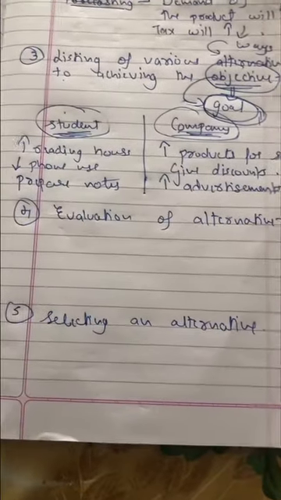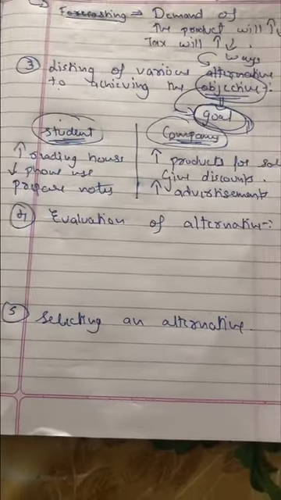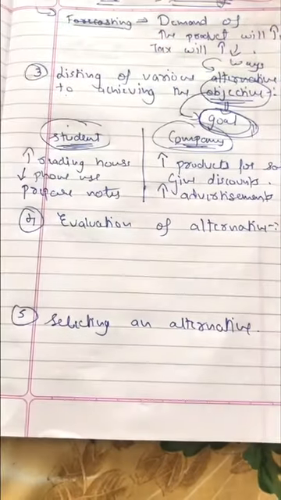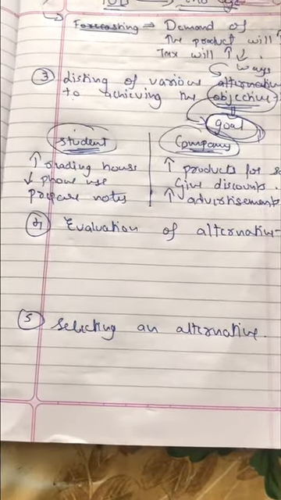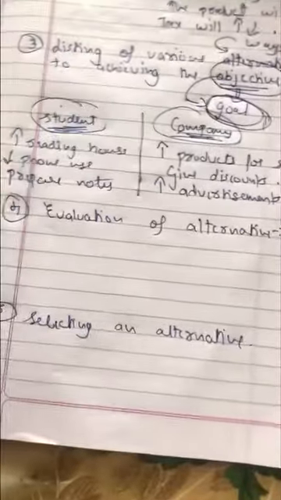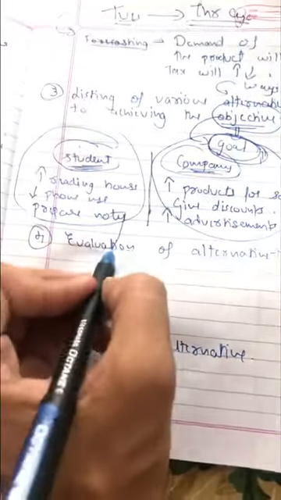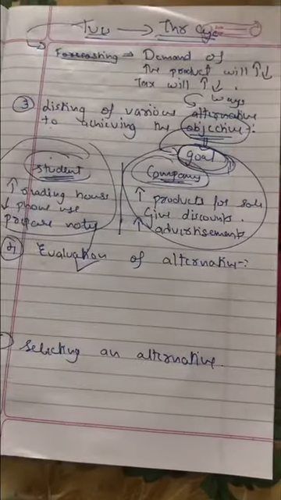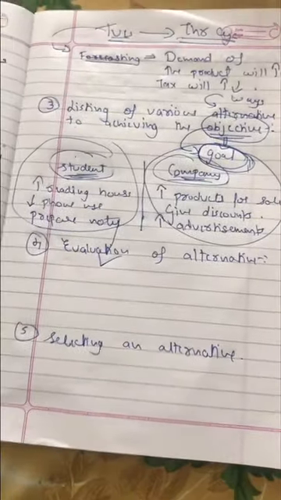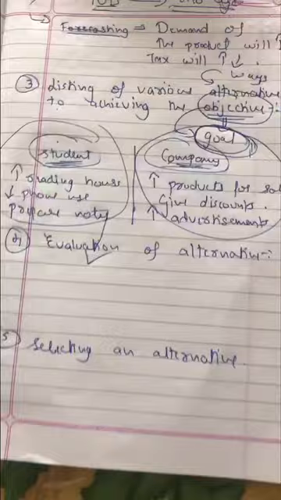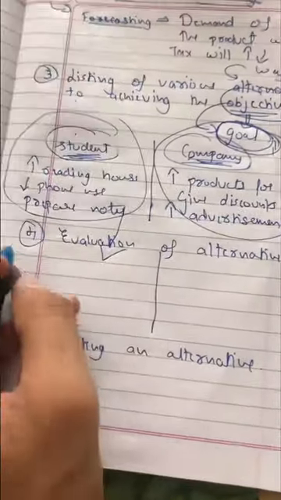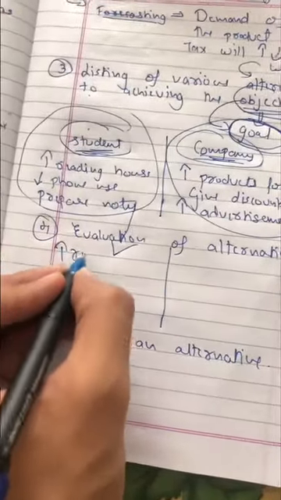Okay. Fourth one, evaluation of alternative. Now what do you understand by the term evaluation of alternative? Now when you talk about evaluation of alternative, these are the alternatives, right? And you have to evaluate them. Now how can you evaluate them? Simple. I'll make you understand. Okay. Now, increase reading hour.